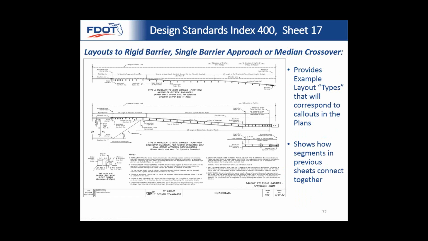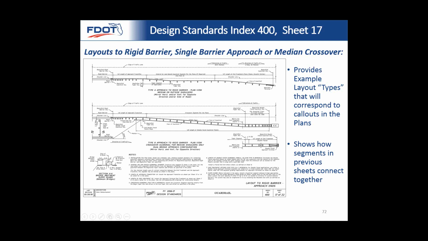So on sheet 17, we're now showing how all of these elements fit together. If you notice on the previous sheets, I hadn't even pointed it out, but we have the LA, length of approach transition, defined, and we tell you exactly the length, and we have an LE, length of end treatment, defined. And so you can see how all these segments fit together. In between is your normal guardrail run, what we call general guardrail or low speed. And so here's where you taper to it.